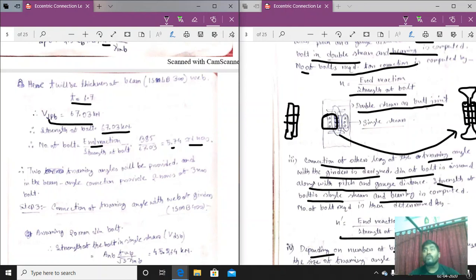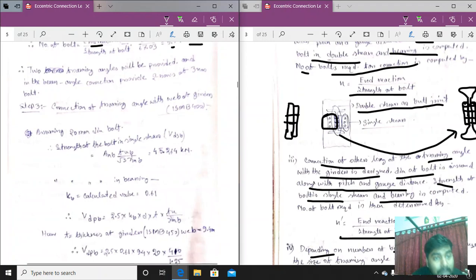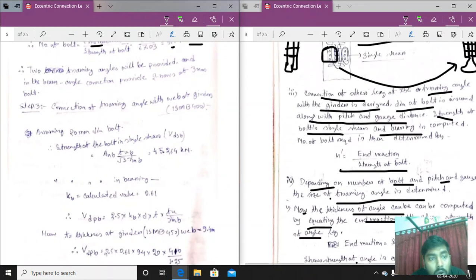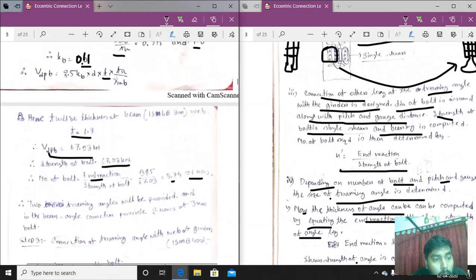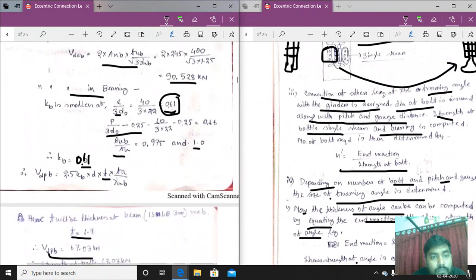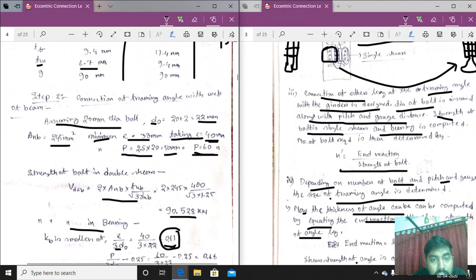A similar procedure is to be followed for the other connection, that is the framing angle with the connecting girder. Similarly, all the process will be followed. So step 3 we are following now, assuming a 20 mm diameter bolt. For the 20 mm diameter bolt, this edge and pitch distance will be taken also.